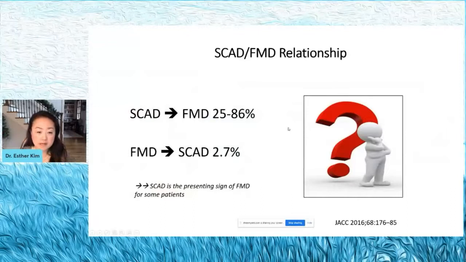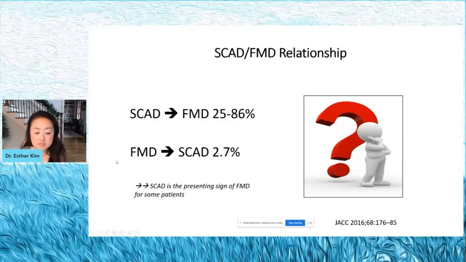So what is the SCAD-FMD relationship? I've been showing this slide for a long time, for several years. Consistently, in the studies, and it really depends on the modality of screening, whether you use an ultrasound, a CT scan, an MRI scan, or catheter-based angiography, the FMD prevalence among patients with SCAD is anywhere from 25 to almost 90%. So if you have a SCAD heart attack and your doctor orders a study to look for FMD, you'll find it a quarter of the time to almost 90% of the time. So a very wide range.